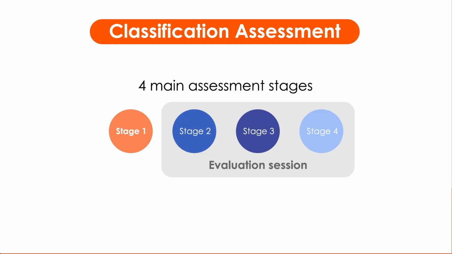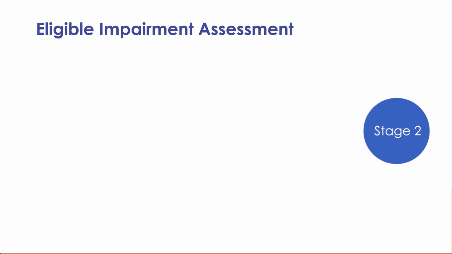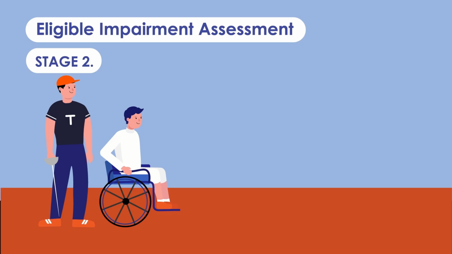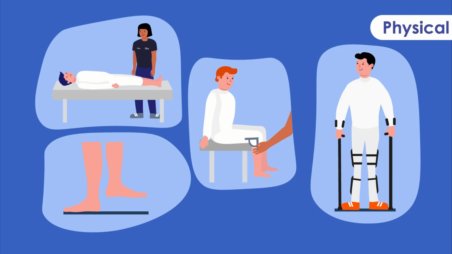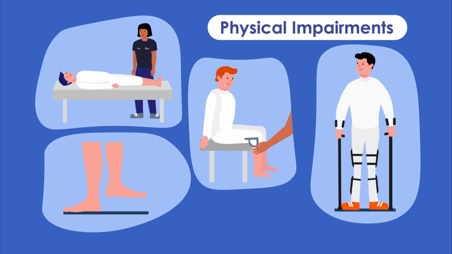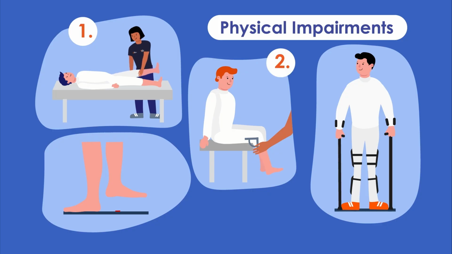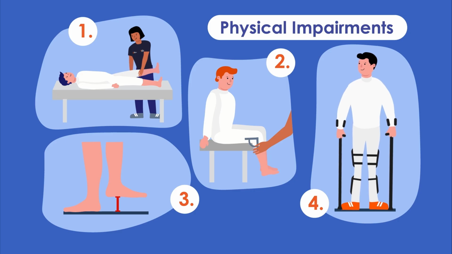Stage 2. Eligible impairment assessment. The classification panel review the documents provided on WASMS and follow the criteria to be assessed for each eligible impairment. Wheelchair fencing is open to athletes with 4 types of eligible physical impairments. 1. Impaired muscle power. 2. Impaired passive range of movement. 3. Leg deficiency or leg length difference. 4. Coordination impairments such as neurological conditions, for example hypertonia/spasticity, motor ataxia, dyskinesia, athetosis, dystonia, chorea.